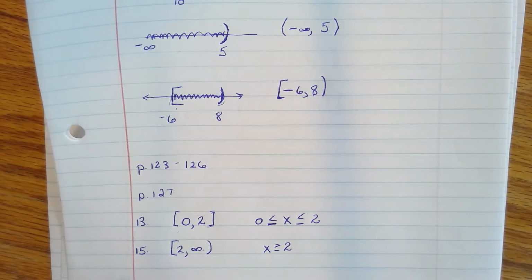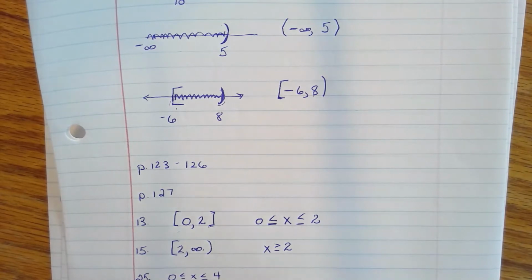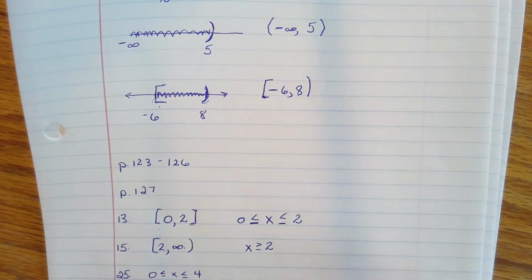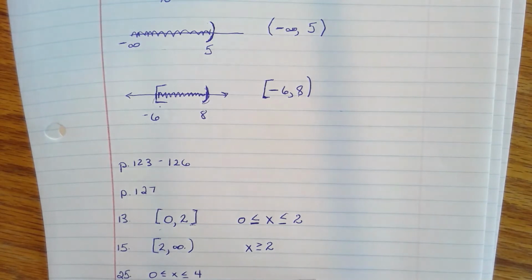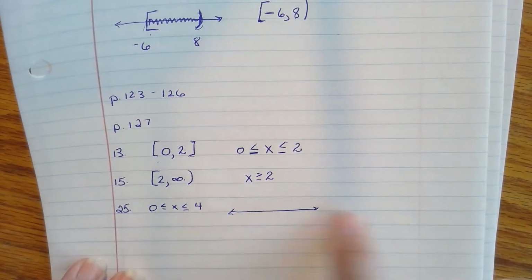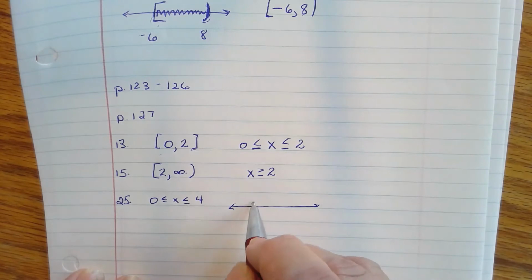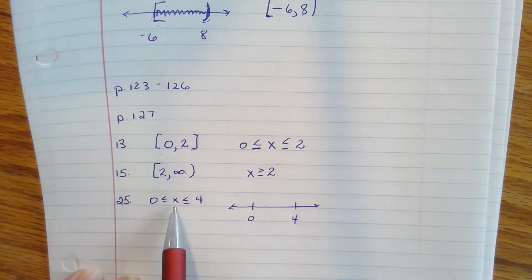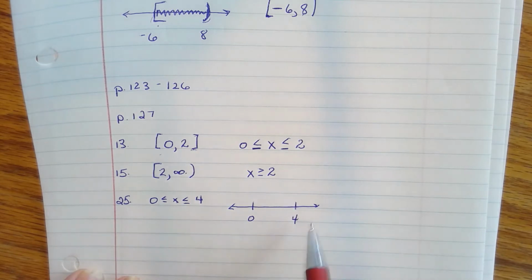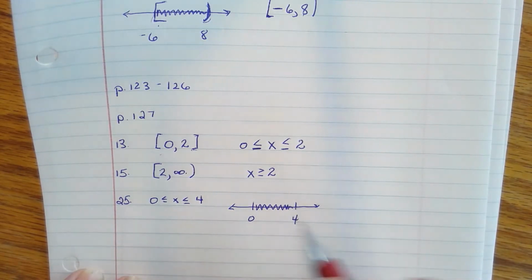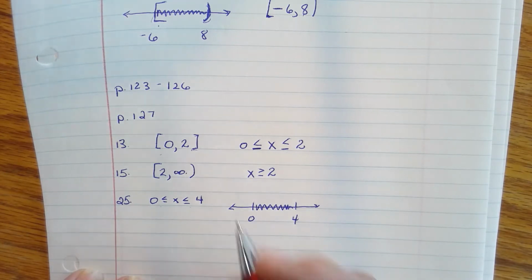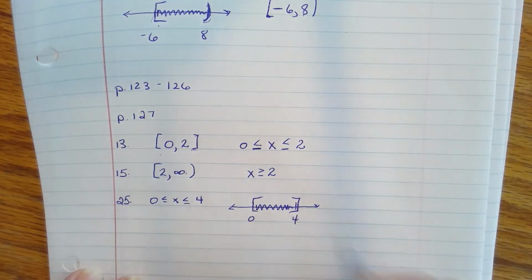Alright, so the next one we're going to look at is number 25. And this time they give us the inequality, and they want us to write it in interval and as a graph. I encourage you to do a graph first. I think you'll find it easier to go from the graph then to the interval. So we're going from 0 to 4. Notice that x is between 0 and 4, so we're going to be shading between those numbers. It's got an equal to on both parts. That means we're going to have a bracket on both parts.